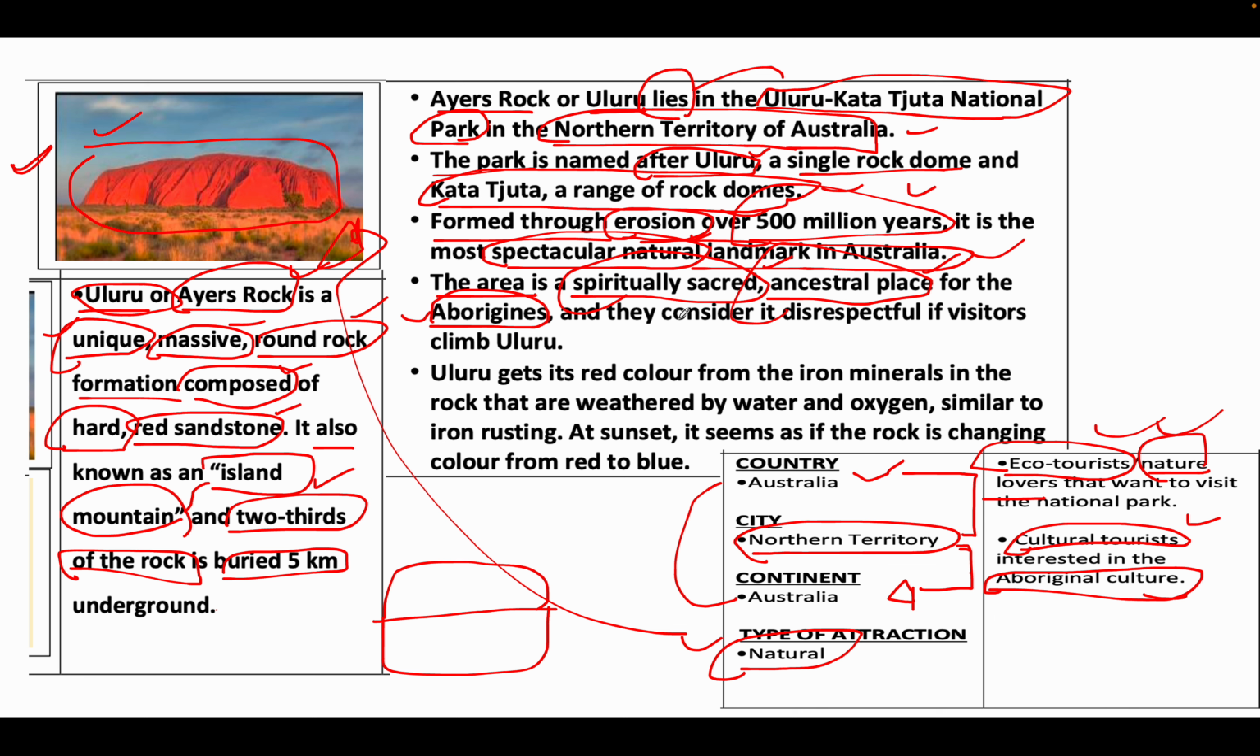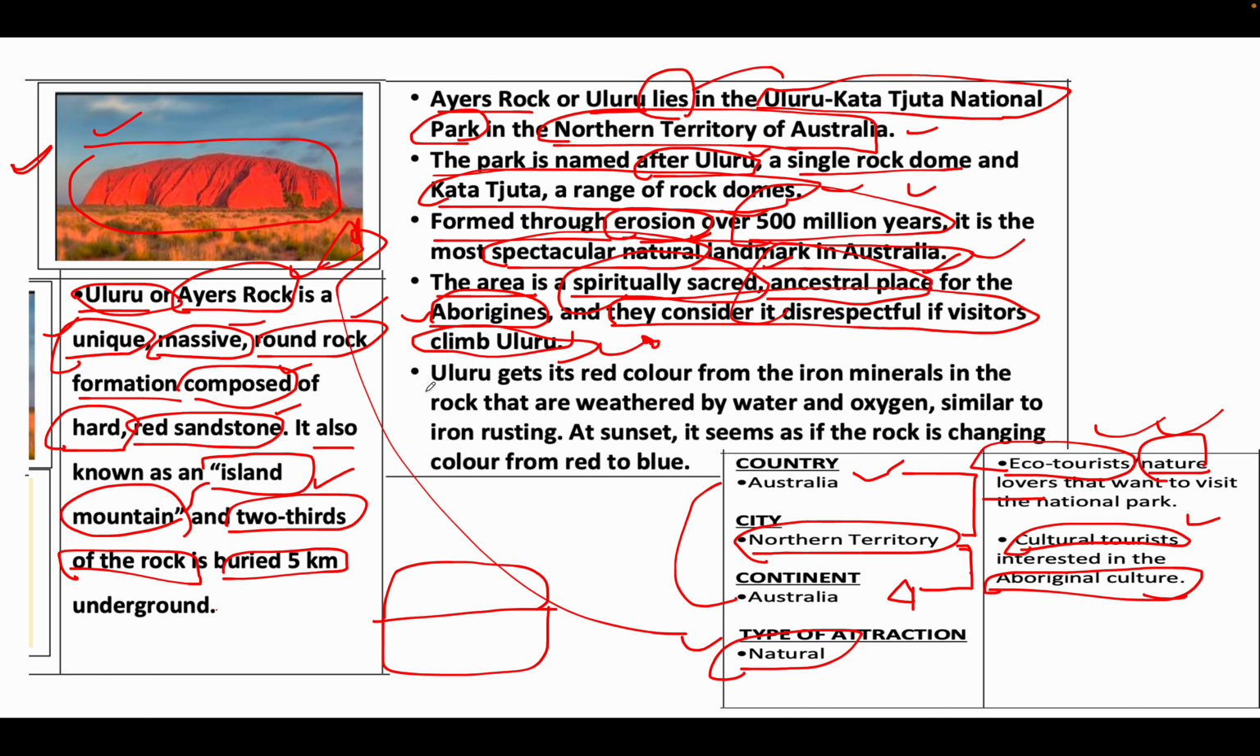So what is considered disrespectful is when tourists start climbing this rock. It is not right. It's a negative thing to do if you climb this rock. So these are the things that are asked: what can be negative that tourists can do? What is the role of the rock? It's important to the people, how it was formed, and where it is found. Those are the things that you consider when you're reading.